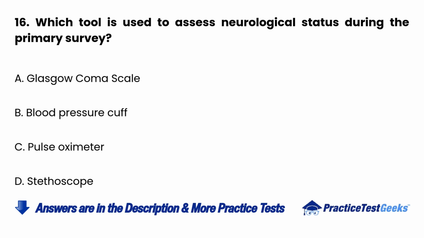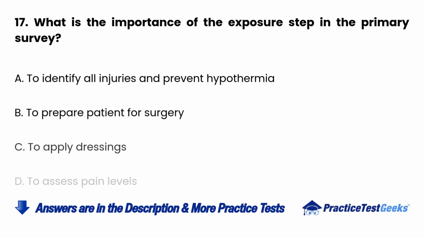16. Which tool is used to assess neurological status during the primary survey? A. Glasgow Coma Scale. B. Blood pressure cuff. C. Pulse oximeter. D. Stethoscope.